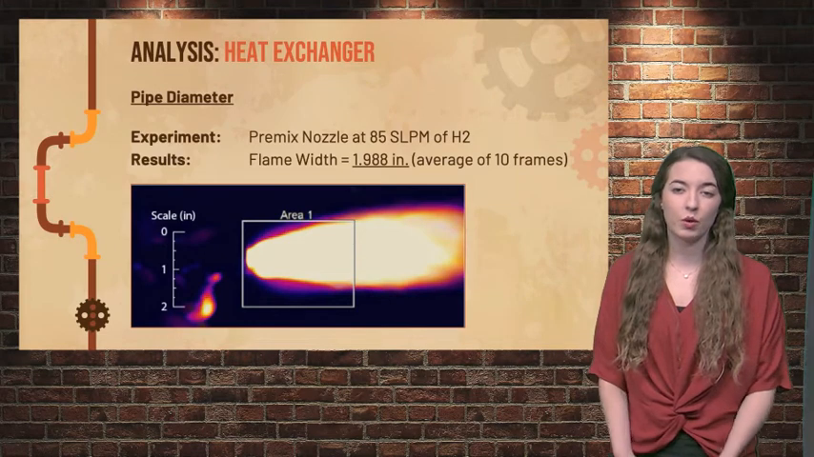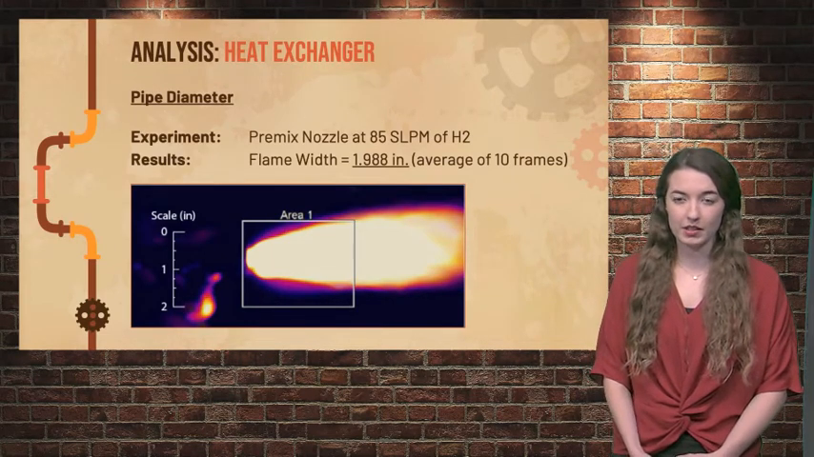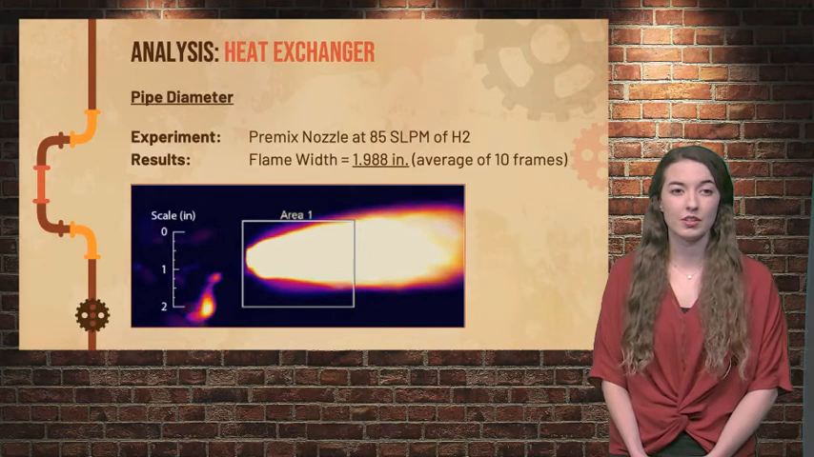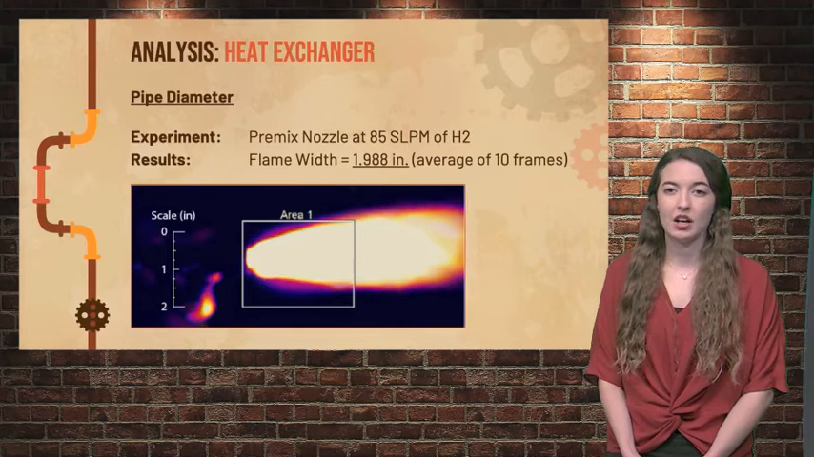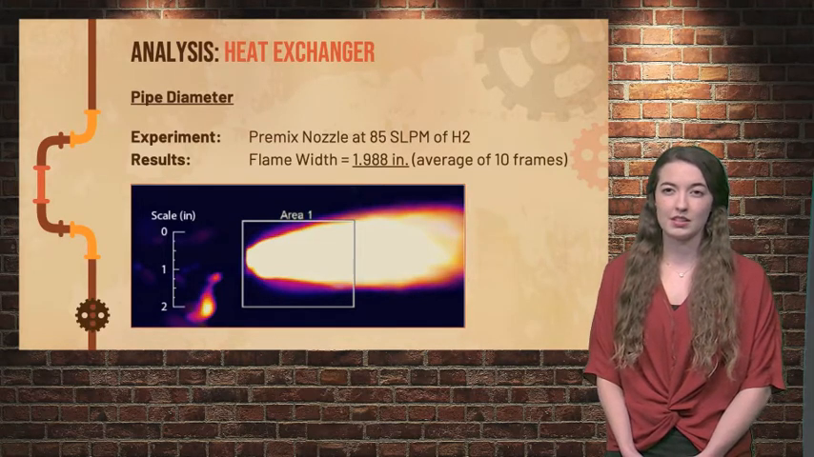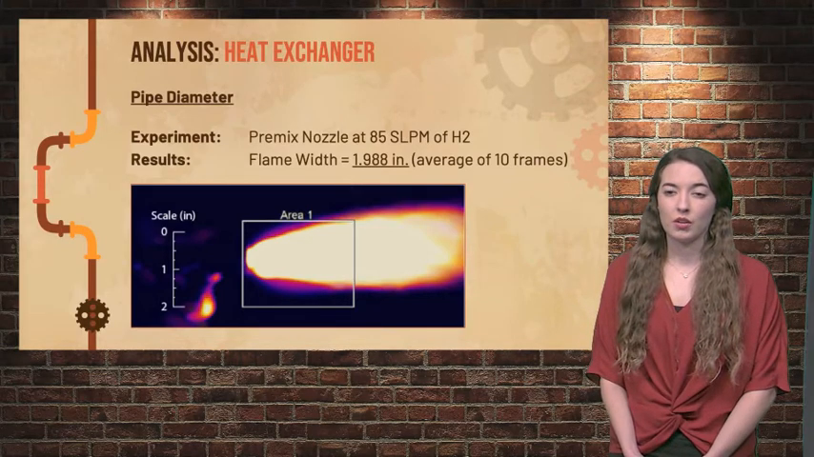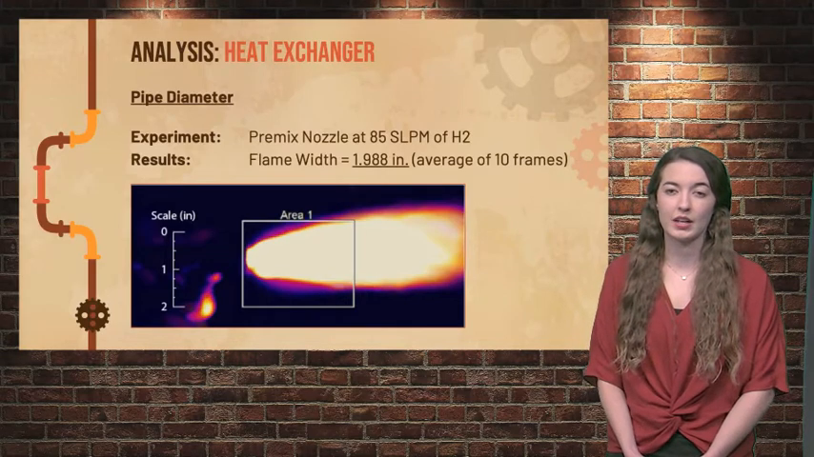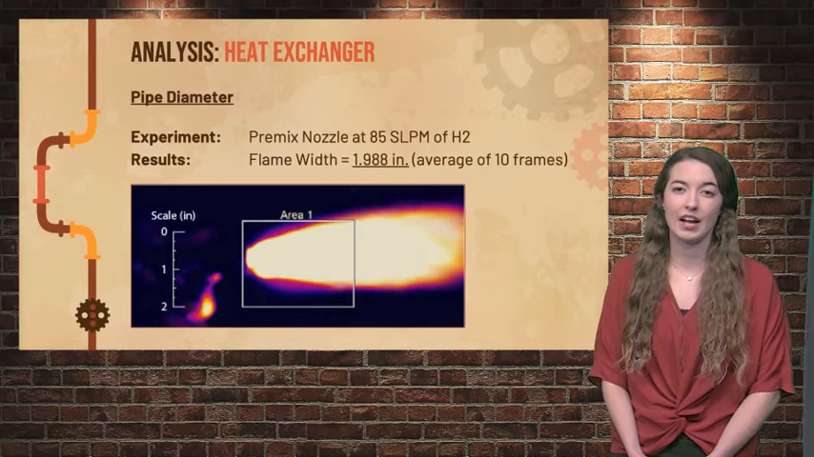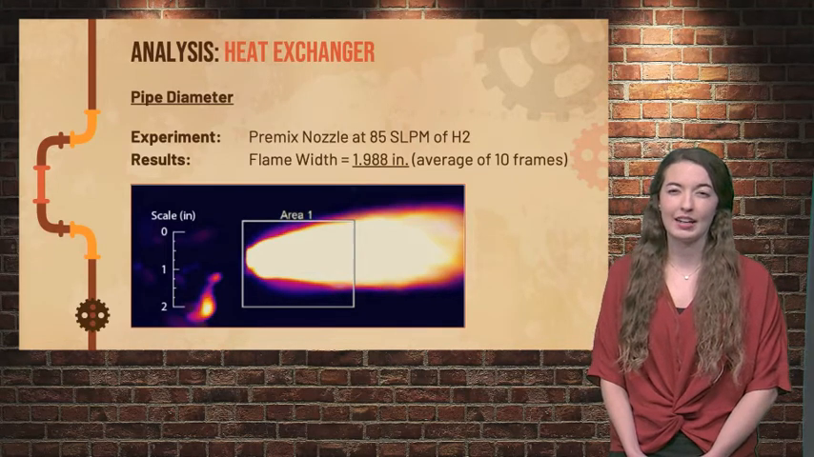So in order to move forward with the manufacturing process, we decided to run a few experiments with the premix nozzle that was designed in the previous semester so that we could have an idea of what the flame length and width were, the temperature, so we could decide on the dimensions for our combustion chamber. So the first experiment we ran with just the premix nozzle, nothing attached to it, at 85 SLPM of hydrogen, and the flame width came out to be about 1.988 inches.